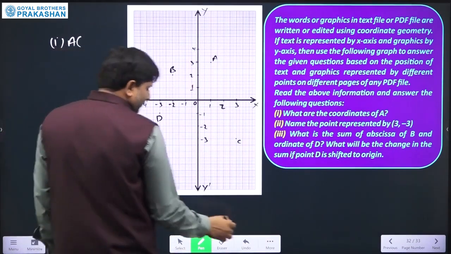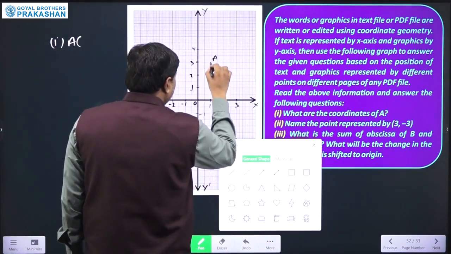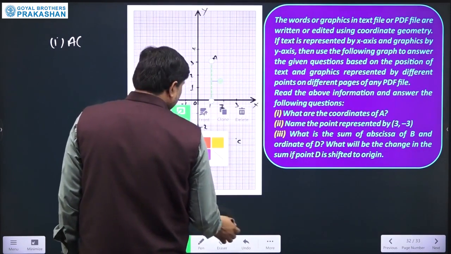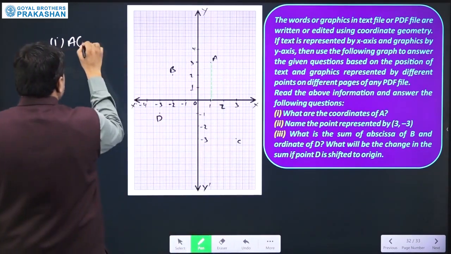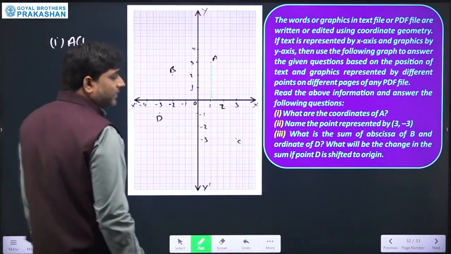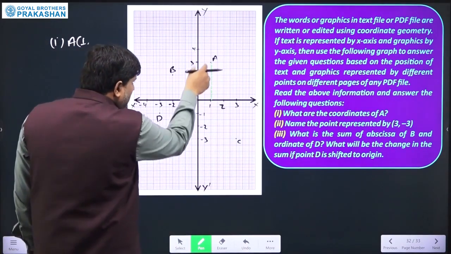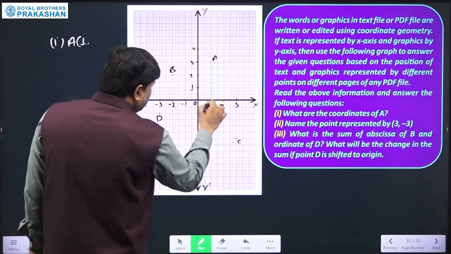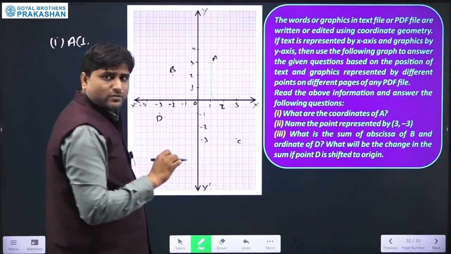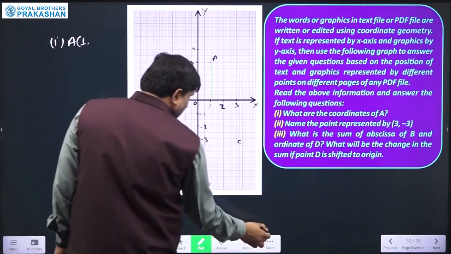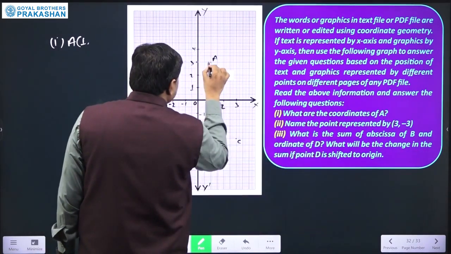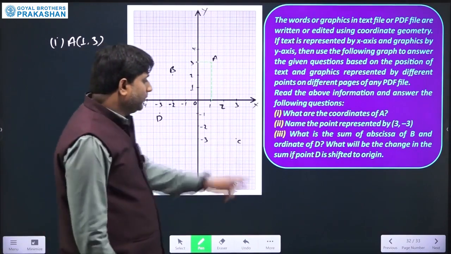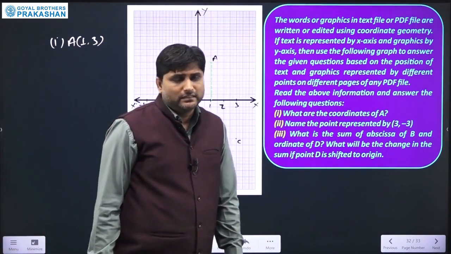So this is point A. Along x-axis it is in front of 1, so its x coordinate is 1, or we can see its distance from y-axis is 1. And it is in front of 3 on y-axis, so its y coordinate is 3. It means coordinate of point A is 1, 3.